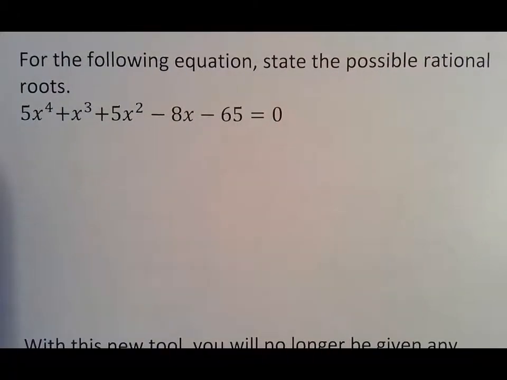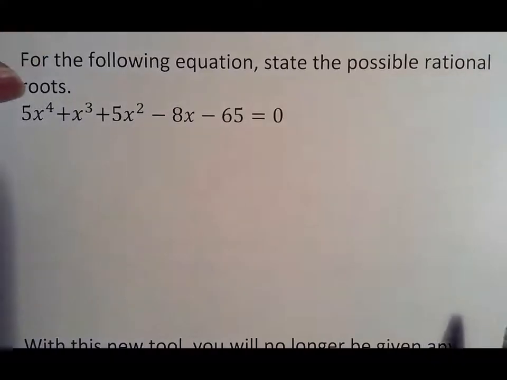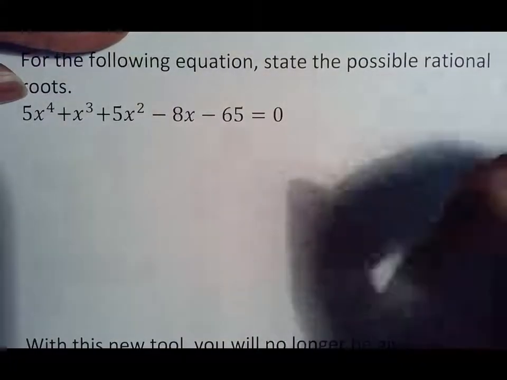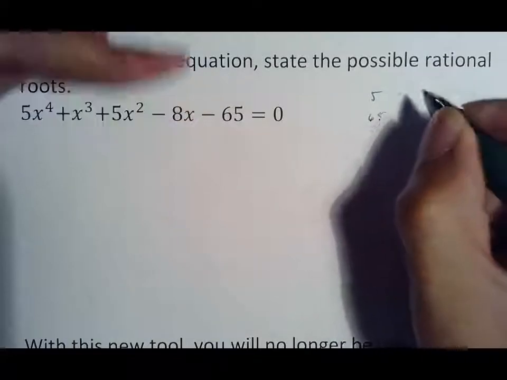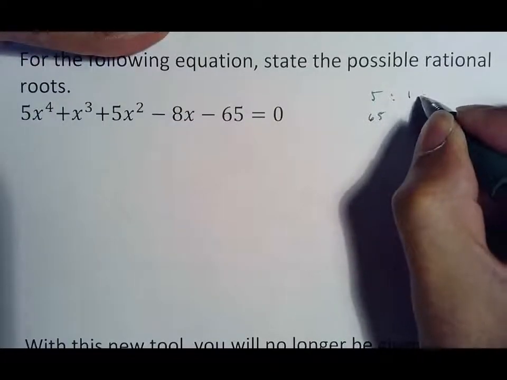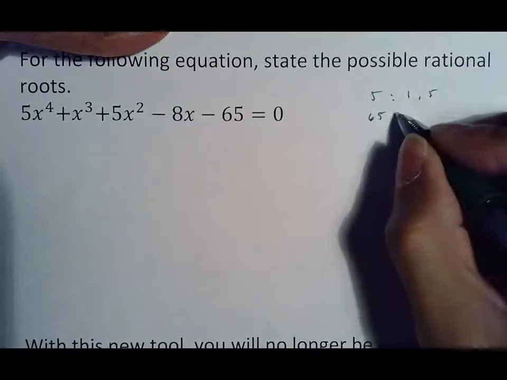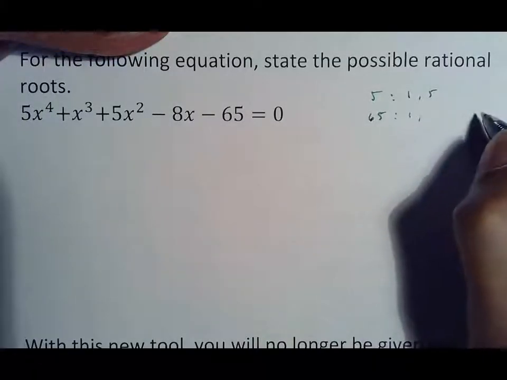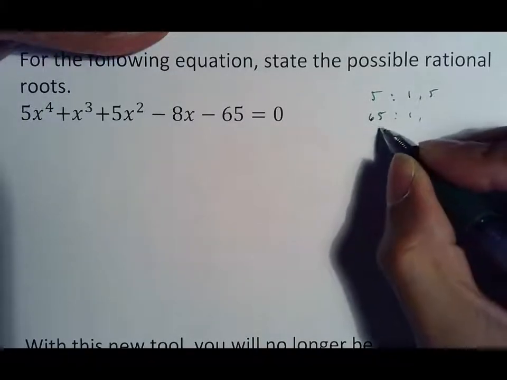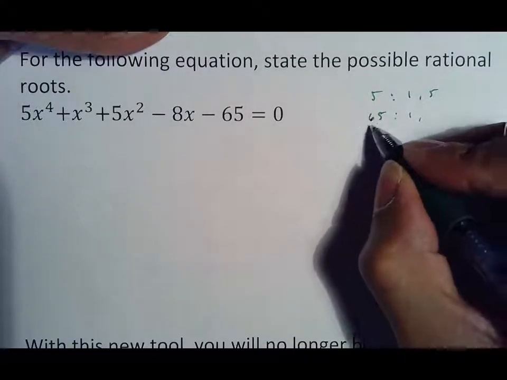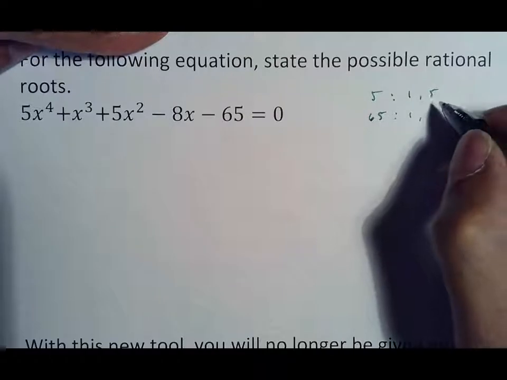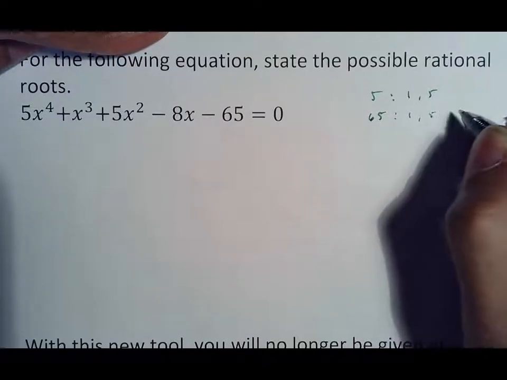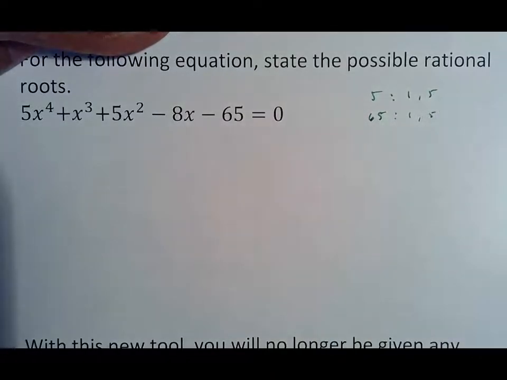For the following equation, state the possible rational roots. Same situation. We're going to look at the front number of 5 and the constant of 65. The factors of 5 are 1 and 5. The factors of 65: 1 times 65. 2 doesn't go, 3 doesn't go, and I know that because 6 and 5 is 11, and if 3 goes into it, the sum should be divisible by 3. 4, no. 5, I believe, goes 13 times.